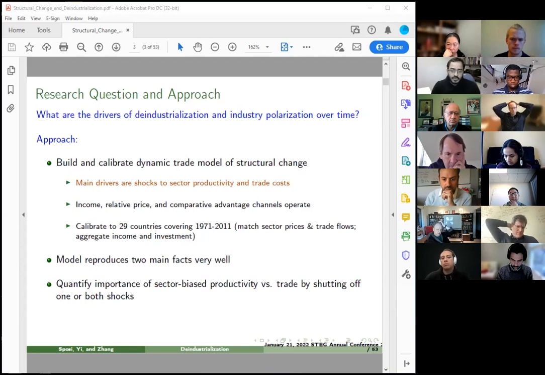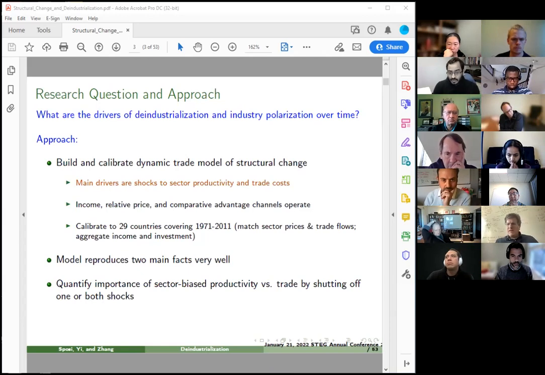What we're going to do is build a dynamic model that features structural change, trade through Ricardian forces, capital accumulation, and input output linkages. In our model, there are going to be two key exogenous driving forces that induce structural change.